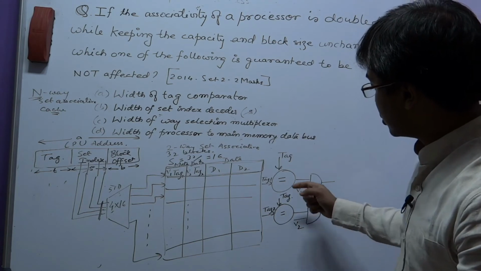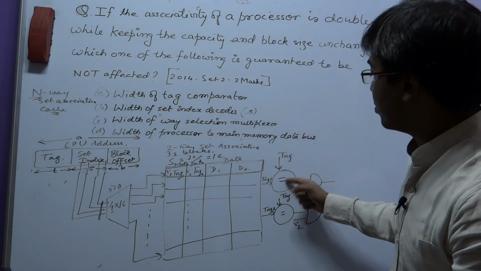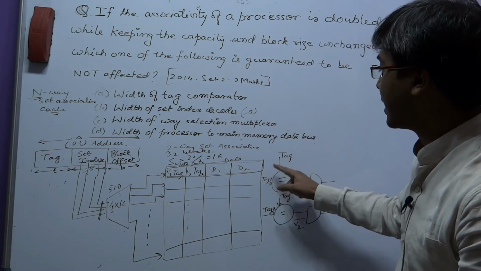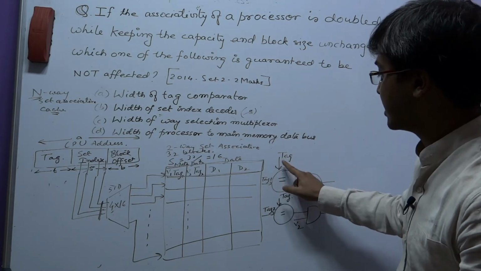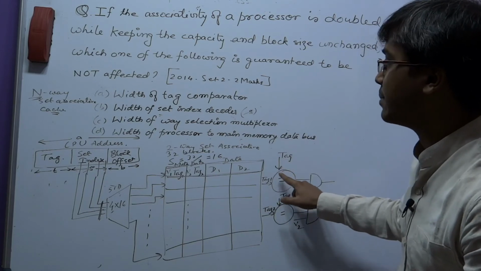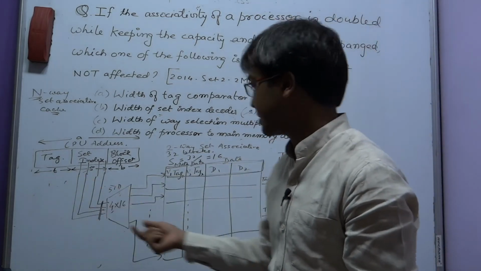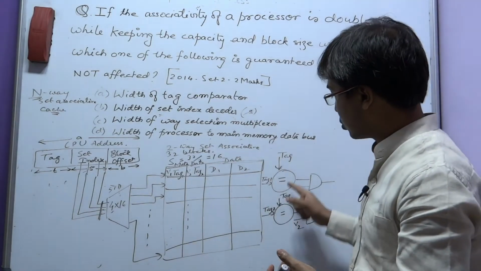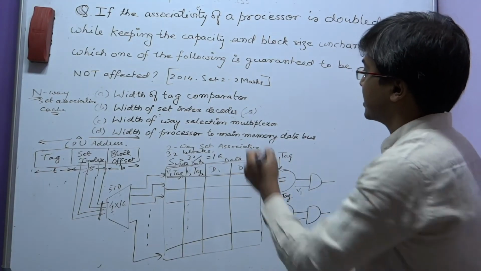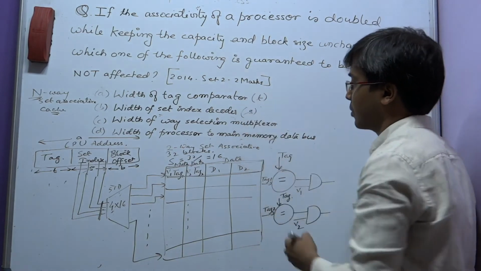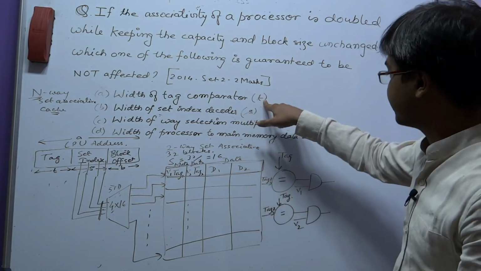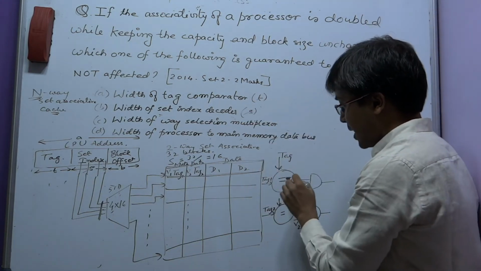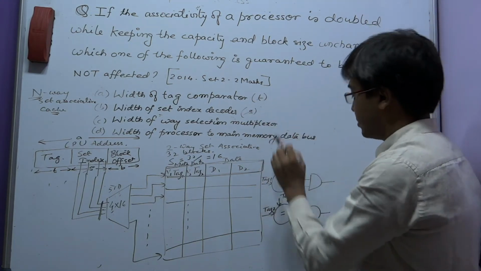So what is the width of this comparator? As it is comparing two tag fields, the width of the comparator is the same as that of the tag field. That is, it is comparing two numbers which are t bits wide, so the width of the comparator is equal to t. I have written it here associated with this option. So the comparator is t bits wide.